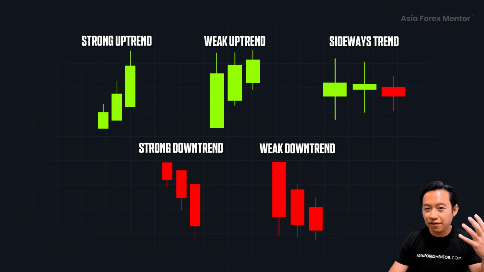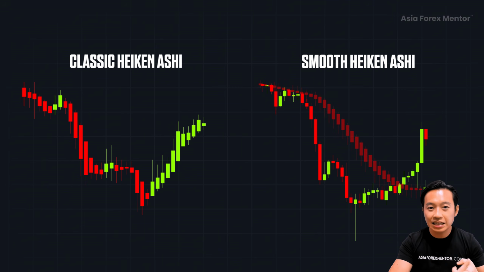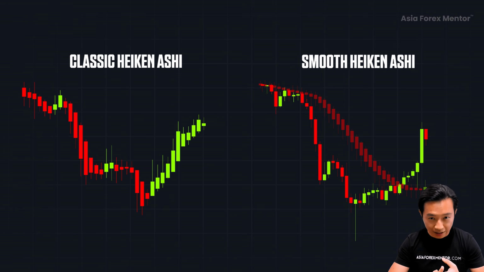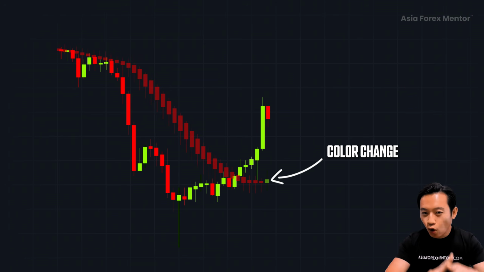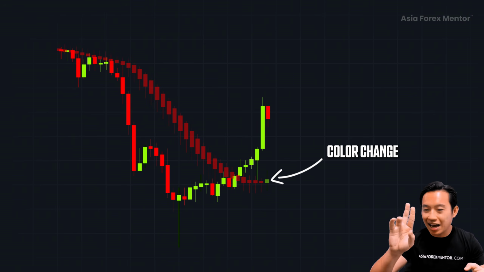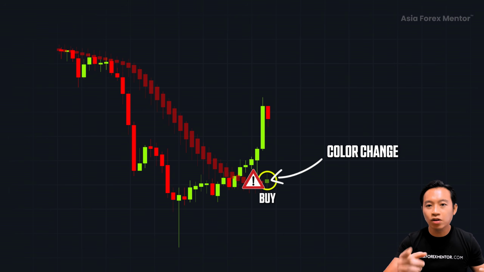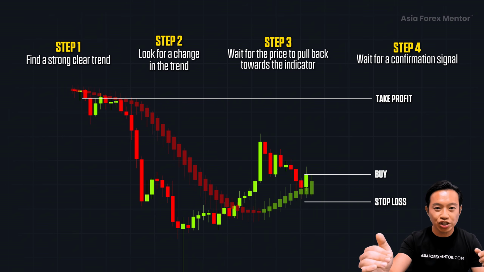We also covered the 5 signals of the different types of trend: the strong uptrend, the strong downtrend, the weak downtrend, the weak uptrend, and the sideways trend. And then we talked about the classic and the smooth Heiken Ashi, and we said that the smooth Heiken Ashi is actually more reliable, because we can still use our normal candlestick chart itself. Then we also talked about how we do not want to solely rely on color change. A lot of traders do that: oh, the color has changed, it's now an uptrend, I need to get in right now. No. It's always going to be a late entry. And that's where we use our 4-step method to enter with pullback and confirmation.